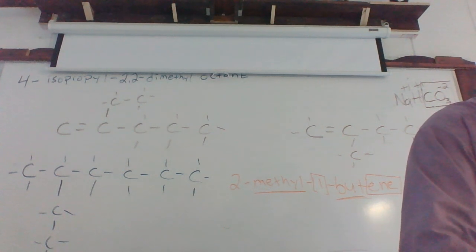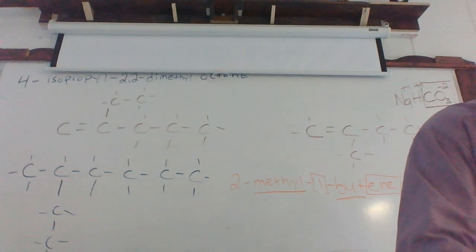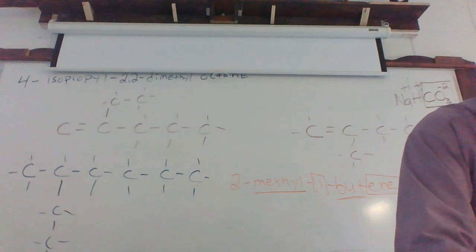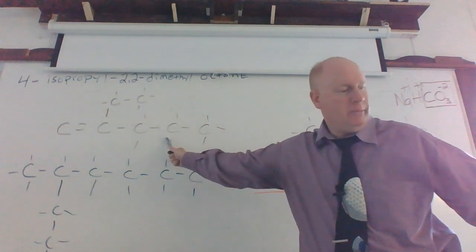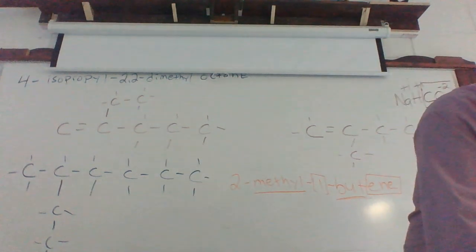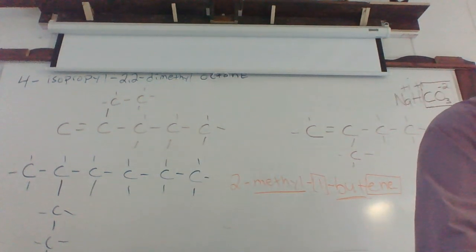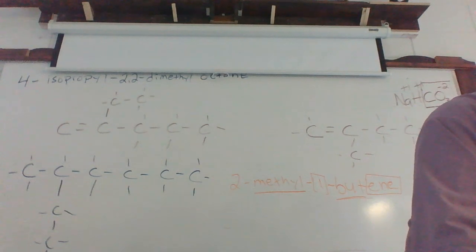Systematic names of alkenes. The rules for naming a simple alkene are similar to those for naming an alkane. The parent hydrocarbon is the longest continuous chain of carbon atoms that contains a double bond. We've illustrated that up here. The carbon atoms in the chain are numbered so that the first carbon atom in the double bond has the lowest possible number. Okay?